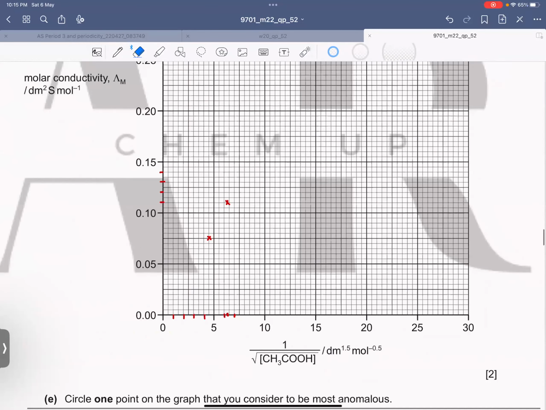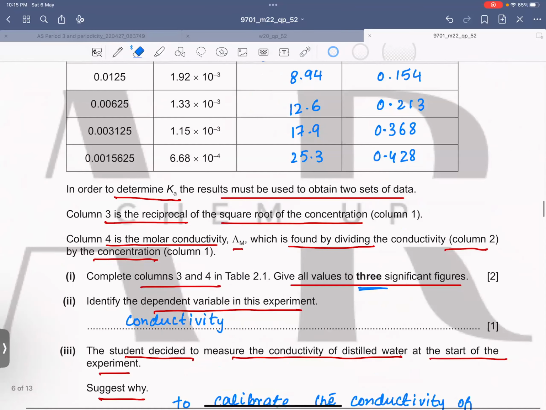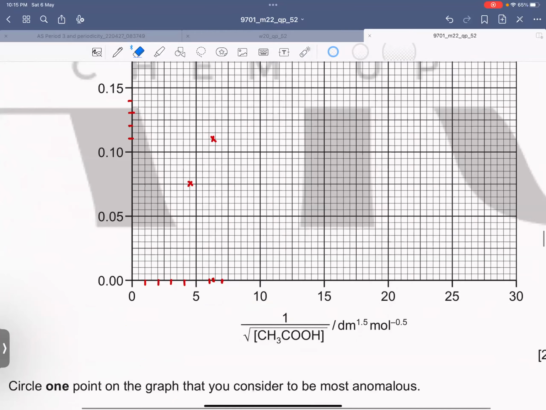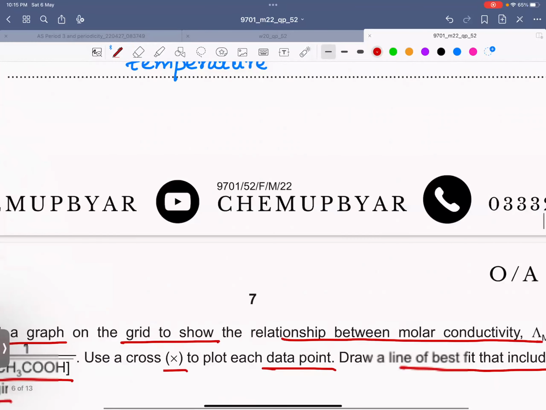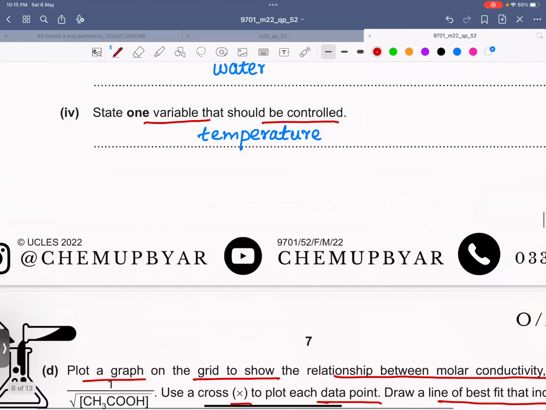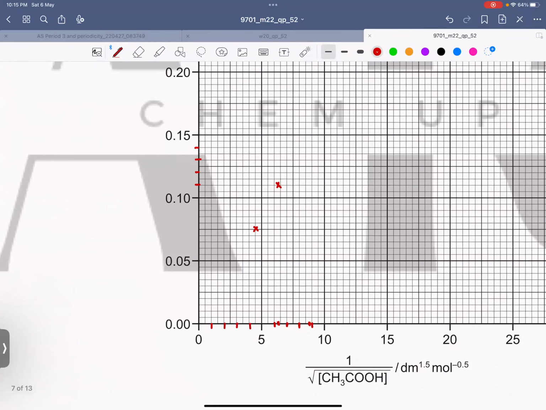Now, next one is 8.94. So this is 8 and this is 9. So 8.94 would be closer to 9. And on y-axis, 0.154. So it must be over here.